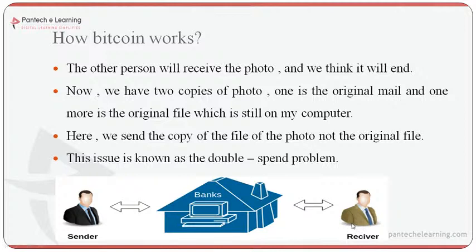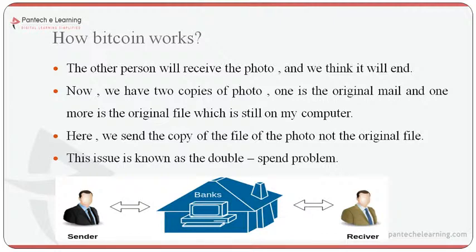Say, for example, we have two copies of the same photo. One is the original, and one more file is still on my computer. So we are actually sending a copy of the file, not the original file. This issue is called the double spend problem.